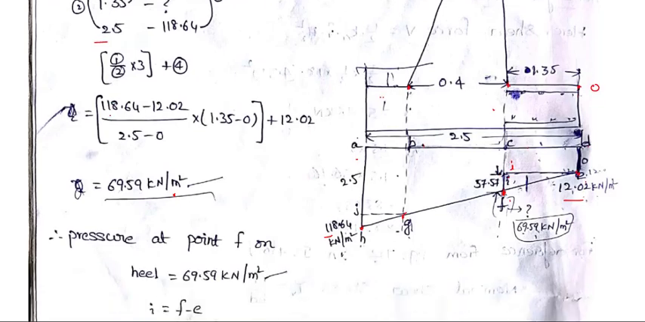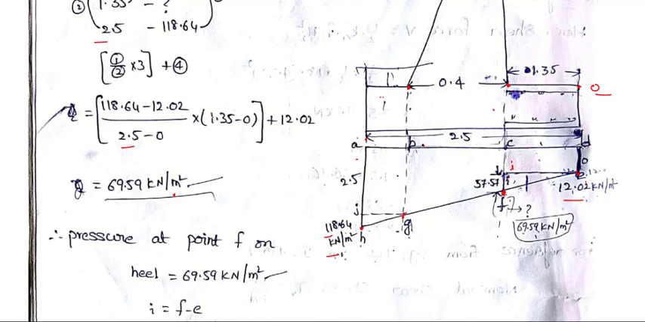To find that one, just limit this one. This is 118.64, same interpolation process, minus 12.02 divided by 2.5. What is the total length? 2.5 minus 0. Here there is this limit. Next, at which point we need to calculate? At this one. At the distance of 1.35 we need to find it. So 1.35 minus 0, and plus 12.02.